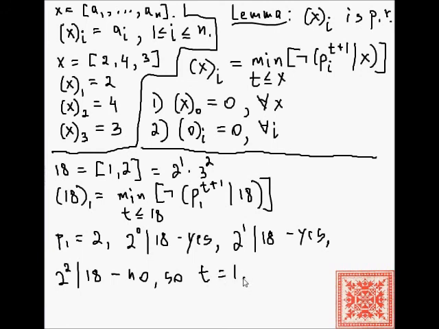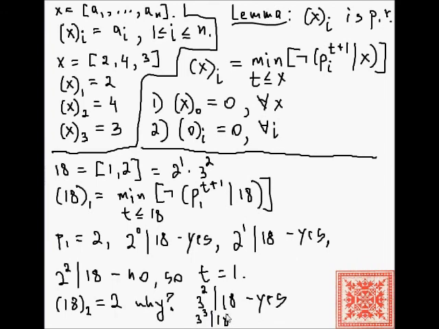So we keep incrementing t, the power of the corresponding prime, and as soon as we get to the power that does not divide the number, we just return the previous value of that power of t. So, same as 18, the second element of the Gődel number 18 is equal to 2, because 3 to the second divides 18, but 3 to the third does not. Okay, this is to be continued.